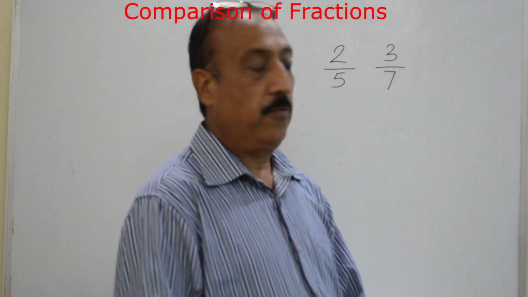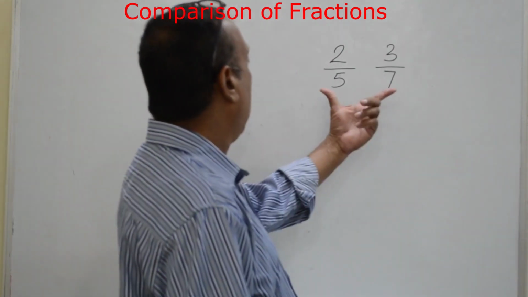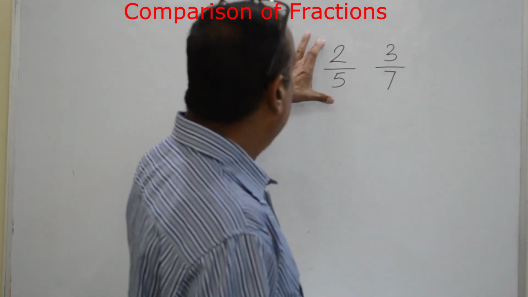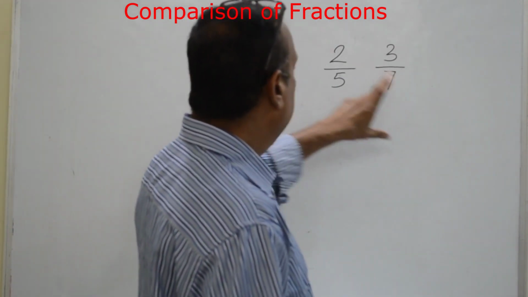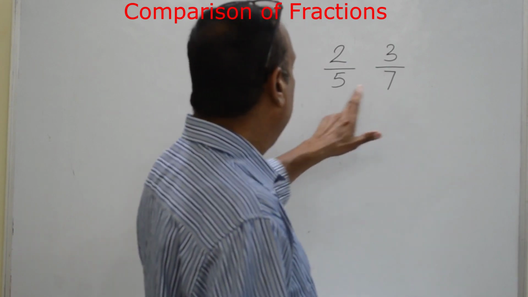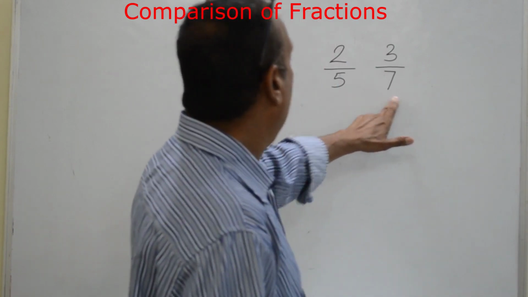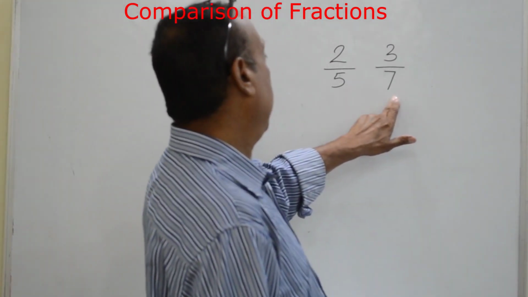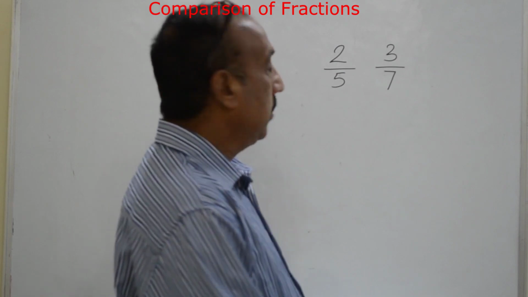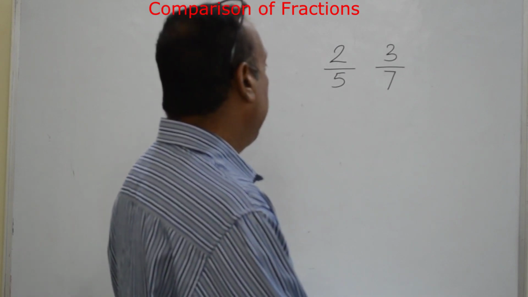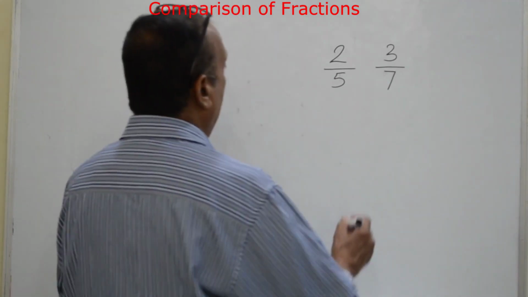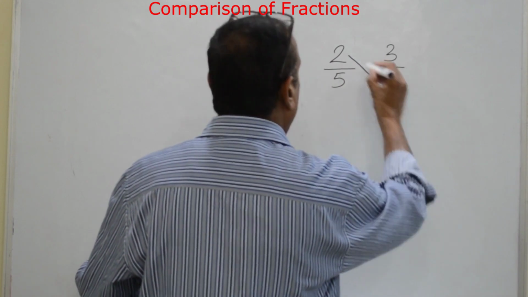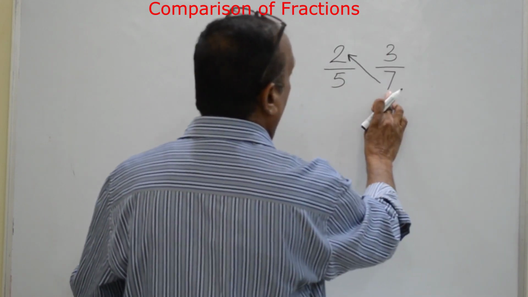Here we are going to start with the comparison of these two fractions. We want to see whether 2 upon 5 is greater than 3 upon 7, equal to 3 upon 7, or less than 3 upon 7. Here we are going to use the method of cross multiplication. What is that? Multiply the numerator of the first fraction with the denominator of the second fraction.